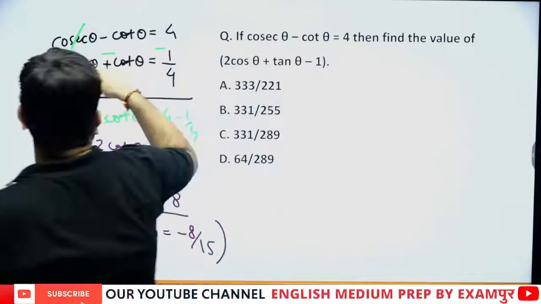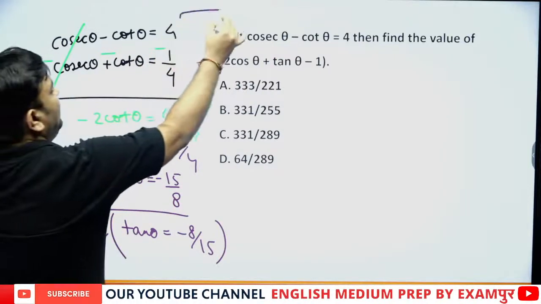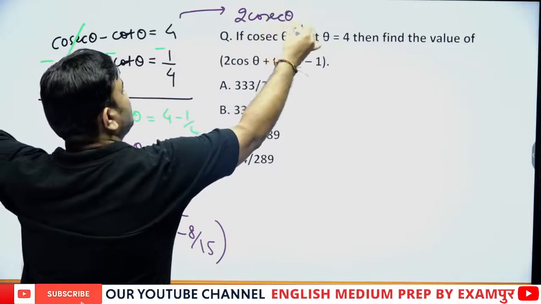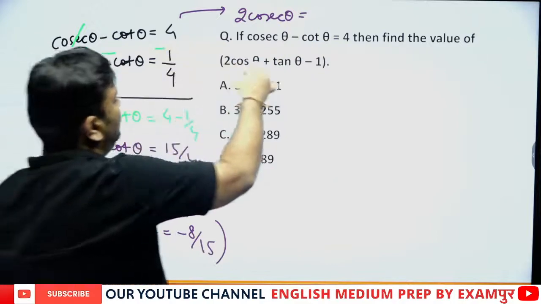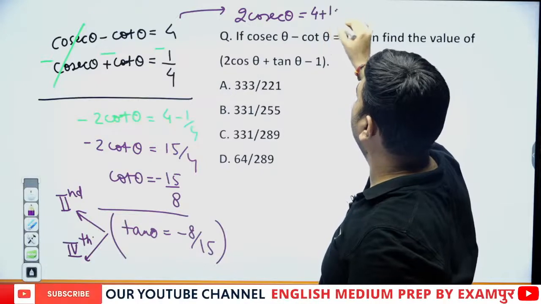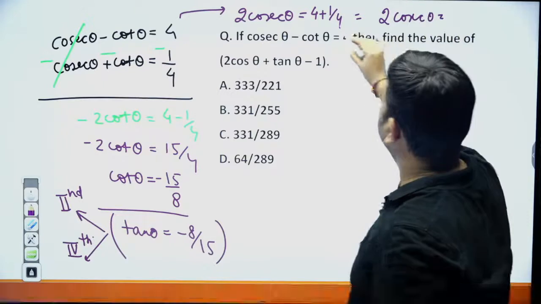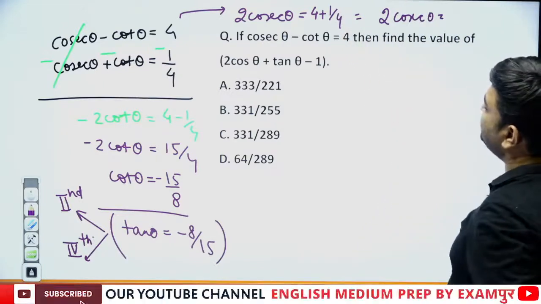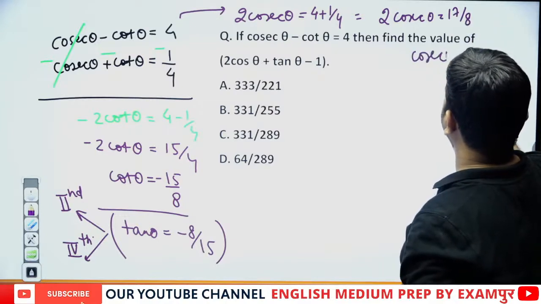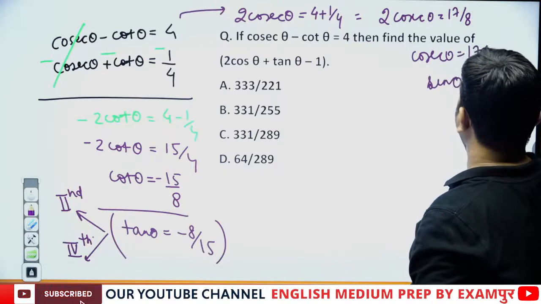If I add up these, guys, then 2 cosec theta will come out to be 4 plus 1 by 4, which is 16 plus 1, 17 by 4, or you can say cosec theta will come out to be 17 by 8. So sin theta is going to be 8 by 17.